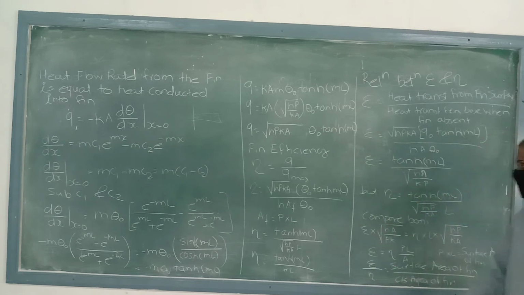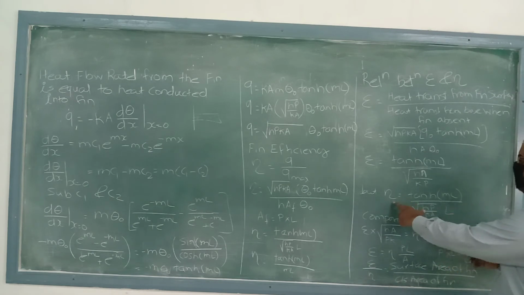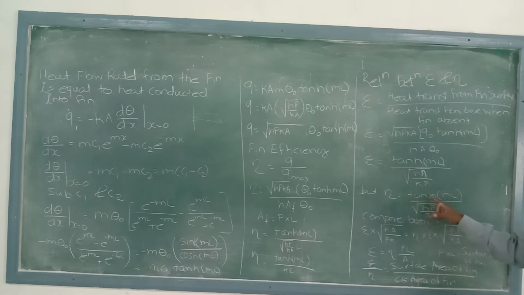So in this equation, if we see the equation of the effectiveness and the efficiency of the fin, what is the similarity we have found? If we observe, we have the efficiency equation: efficiency is equal to tanh(ml) upon under root hP by k into the L. If we compare both these equations, see what is the difference? Only difference is in this square root bracket. Here hA upon kP, here hP upon k, and only L value. Numerator is the same, only difference in the denominator.